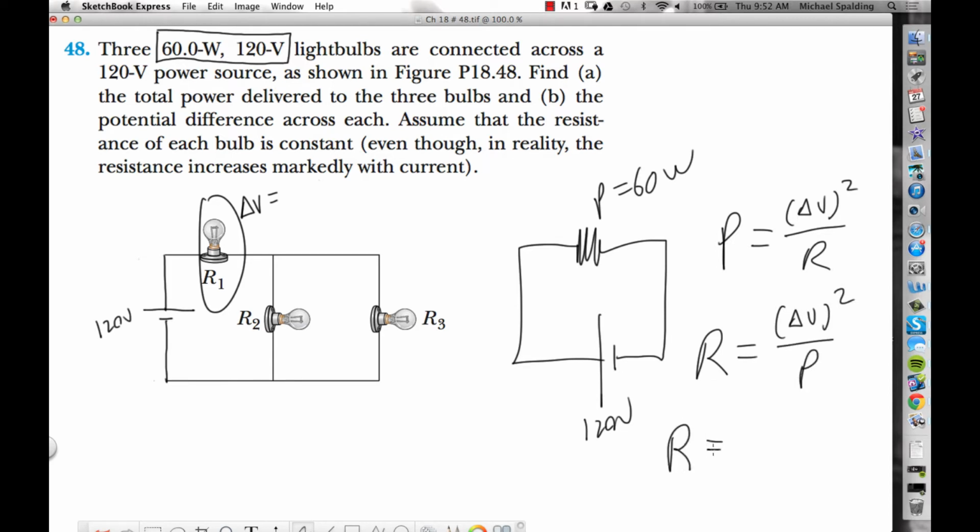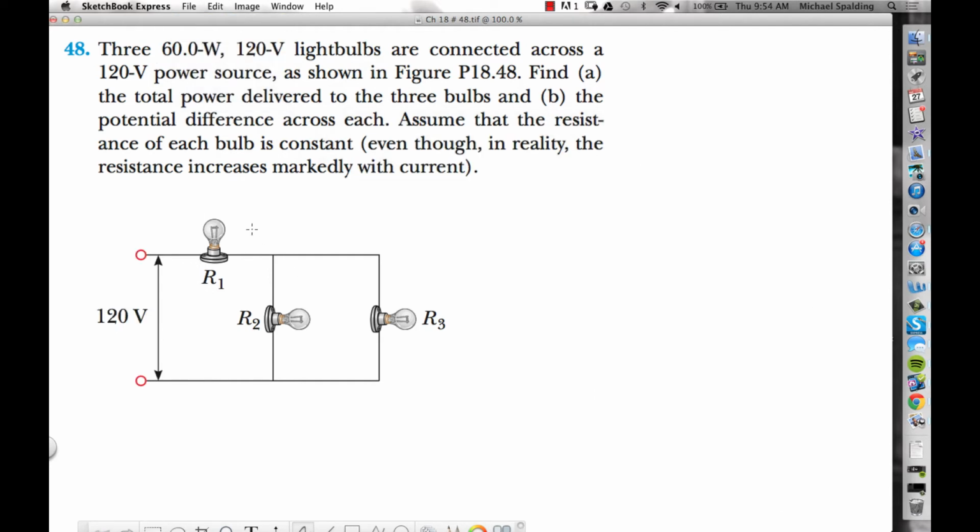So the resistance of one of these bulbs, when hooked up to 120 volts, the power is 60 watts. So this simplifies to 240 ohms. Each of these bulbs is 240 ohms. That's the first thing you've got to do, is find the resistance. Does that make sense? Okay, so we're basically dealing with 240 ohm bulbs.